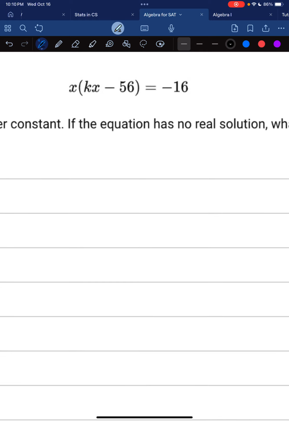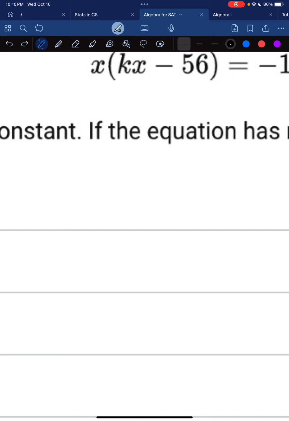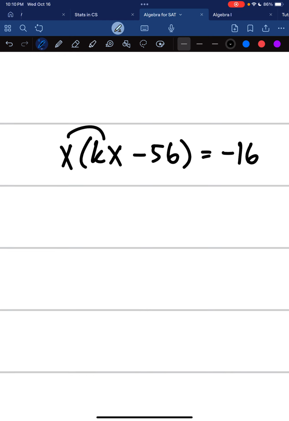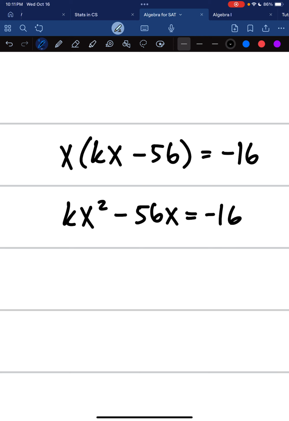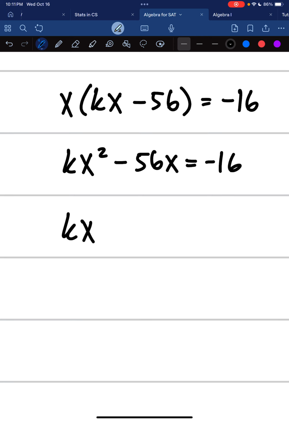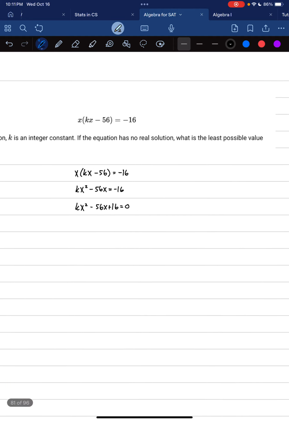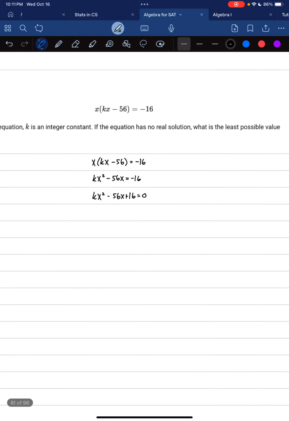So why don't we take a look at this, and I'm going to expand out this equation. We have x times (kx minus 56) equals negative 16. So I'm going to multiply this x into the parentheses, and I get kx squared minus 56x equals negative 16. I'm going to add 16 to both sides, and I get kx squared minus 56x plus 16 equals 0. So now I have my quadratic equation, and it's saying that if the equation has no real solution, what is the least possible value of k?